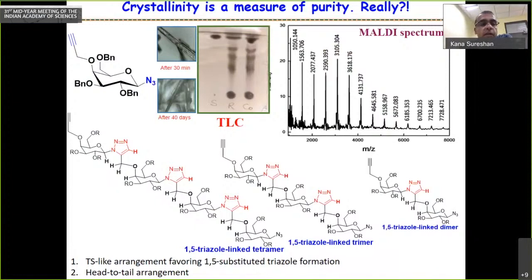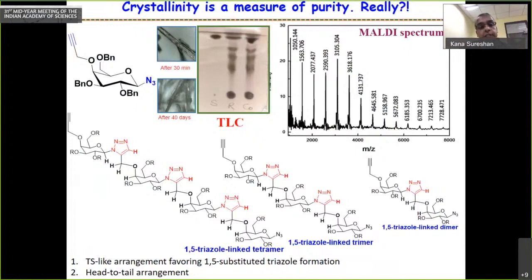So this is the first molecule we have made. This is a galactose sugar-based molecule having an azide and an alkyne motif. These are mutually complementary. You can see two pictures of this crystal's photograph after 30 minutes and after 40 days. They look very similar morphologically, but they are very different, actually. One is monomer, the other one is reacted at room temperature.